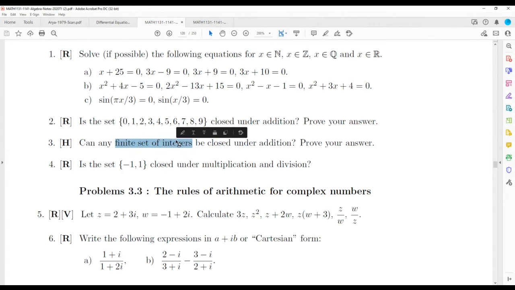Because 0 plus 0 is definitely 0. So that's fine. So let's use your examples there.